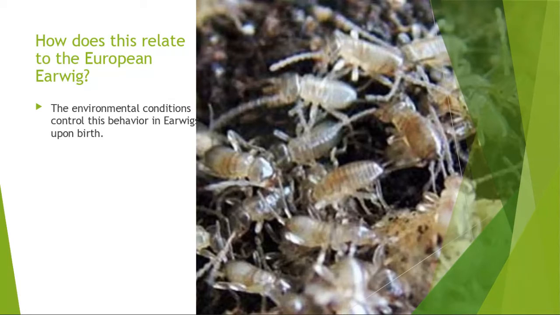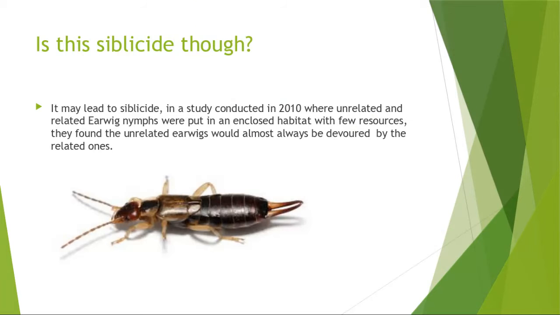But if resources were to be low, then you start seeing, while they're in this nymph stage, some of the larger ones will start preying on some of the younger ones, and this is for direct sustenance, but also could tie into sort of a resource competition going on. Whereas if things are scarce, then you don't want to be competing with too many different earwigs. This brings us to our next slide.